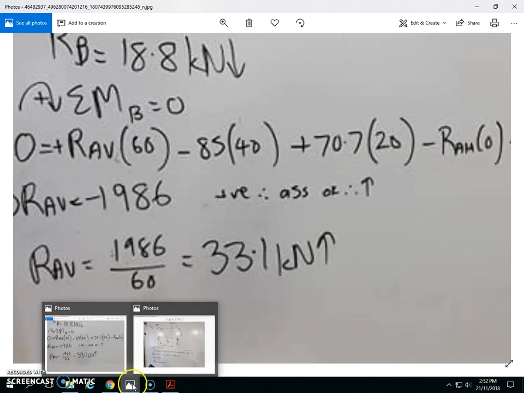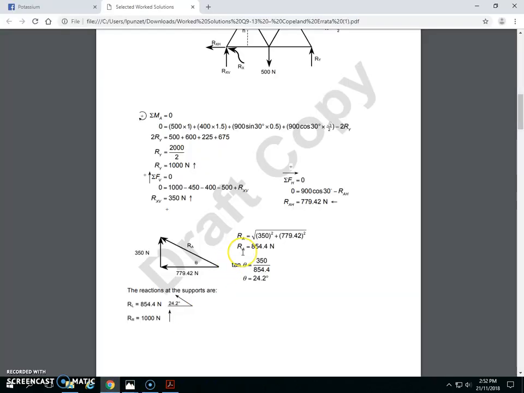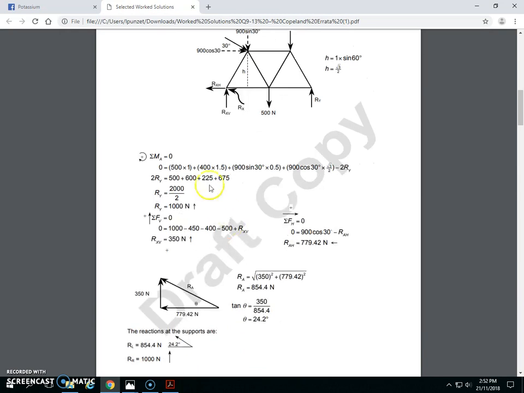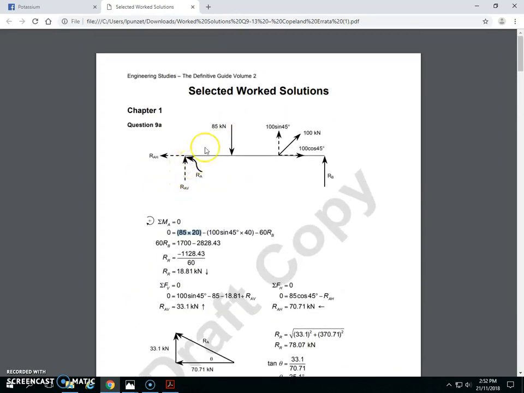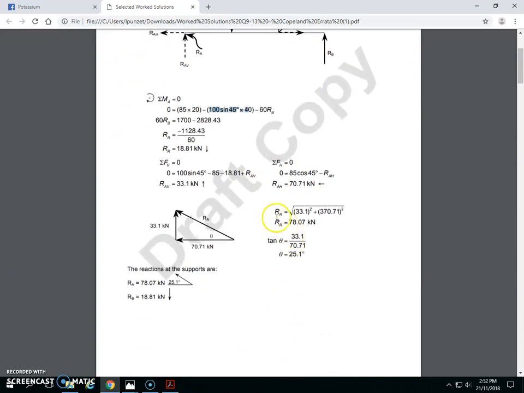Okay, I'm now going to go to Copeland's answers, and we can see that we've got all of the same things here. Like I've already mentioned, he completely ignores RA from his initial equation. He just goes straight to the 85. He breaks it up into components, and again, he completely ignores this 100 cos 45, because it's multiplied by 0. Then he does RB minus 60. Yep, that's fine.